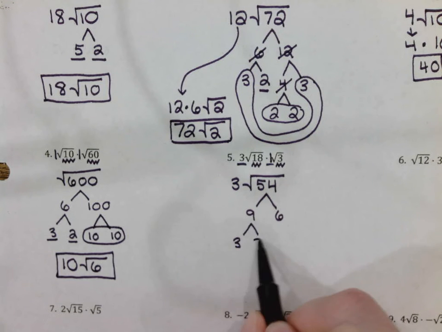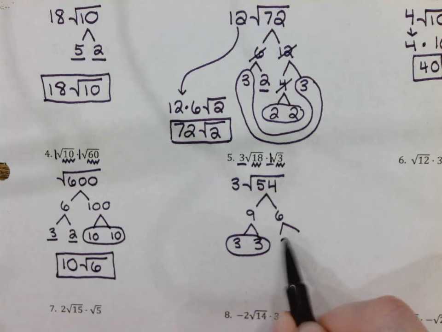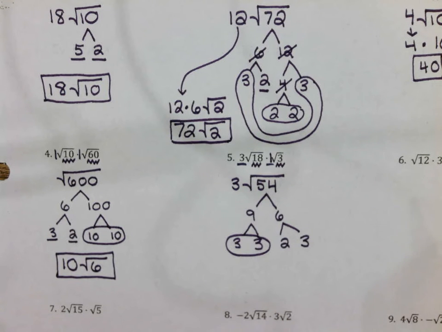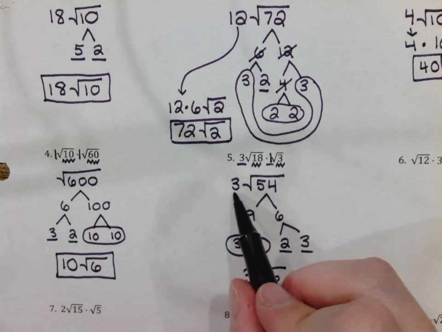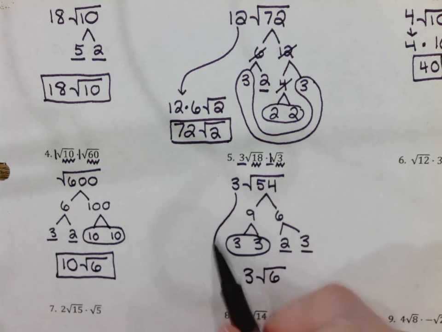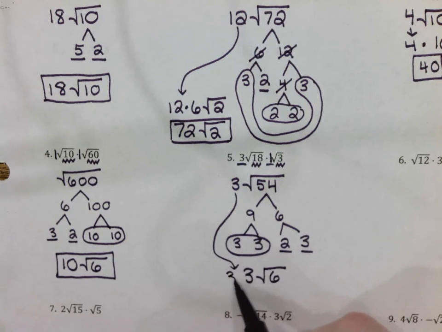9 breaks into 3 and 3. And there's a pair already. And then 6 breaks into 2 and 3. Those are going to be singles. Right, so couples go out. My 3 goes out. Singles stay in. I'll have to multiply those together. And that's not our final answer yet. We're still multiplying this all by 3. So I have to bring that 3 down. And this is really 9 square root of 6.